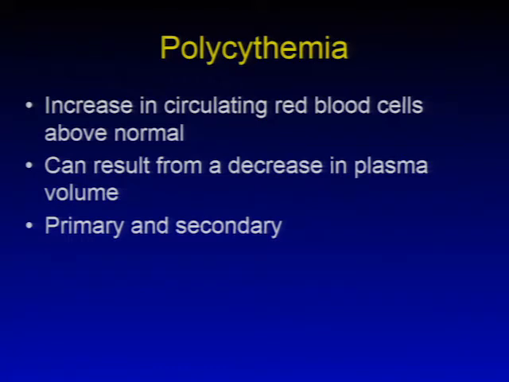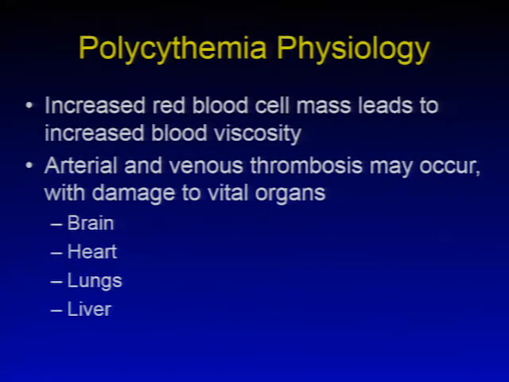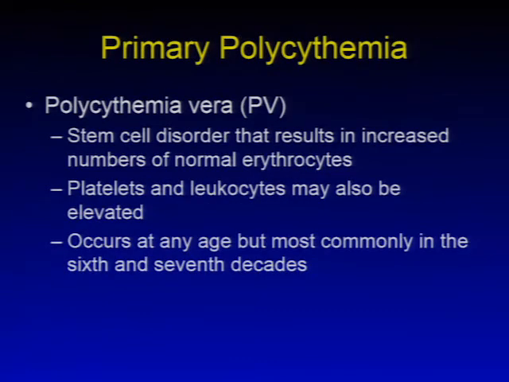Now, polycythemia, simply defined as an increase in red blood cell mass above normal. This can result again from a decrease in plasma volume without an actual increase in red cell mass, but a relative increase in red cell mass, so something important to remember. And there are primary and secondary causes. What happens physiologically in the situation of polycythemia? Well, that increased red blood cell mass leads to increased blood viscosity, and there can be arterial and venous thromboses, which can be quite devastating, especially if the vital organs, brain, heart, lung, or liver, are involved.